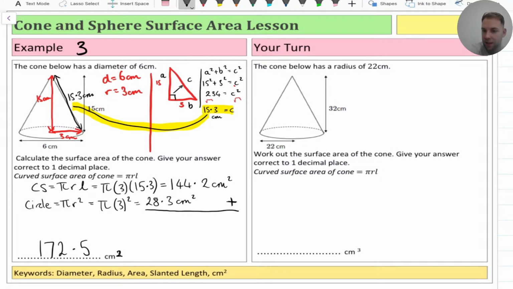Take note of this one on the right. They've actually given you the radius this time, haven't they? So they've given you the radius this time.